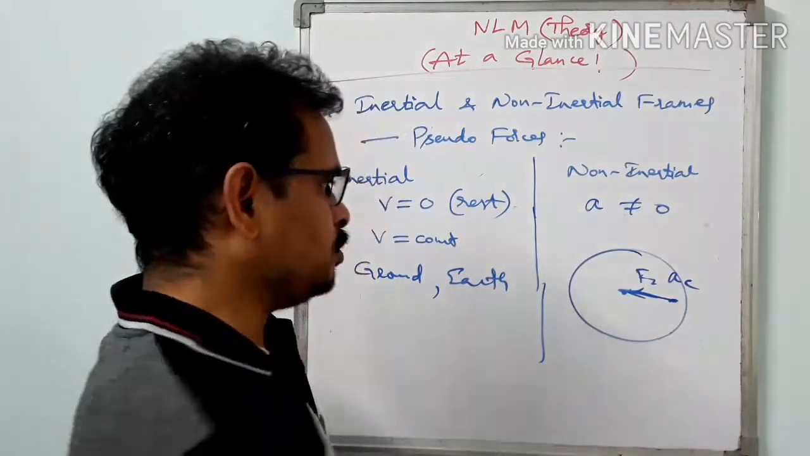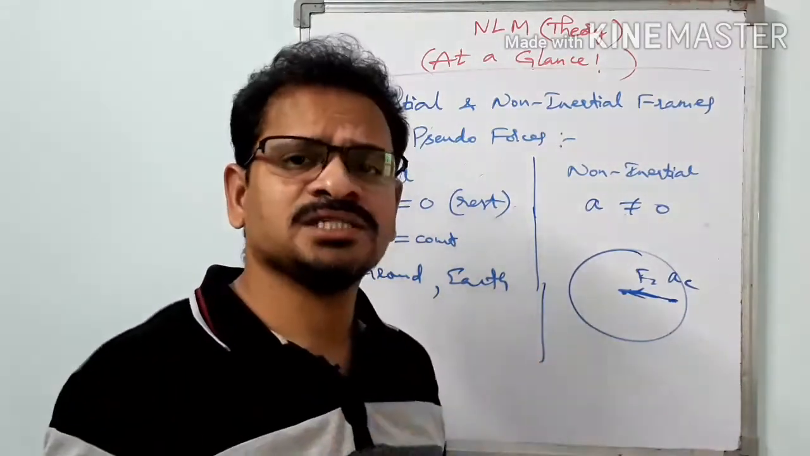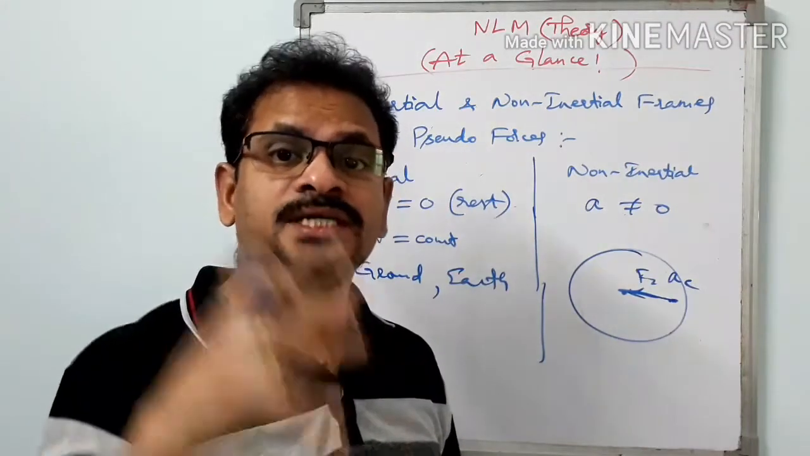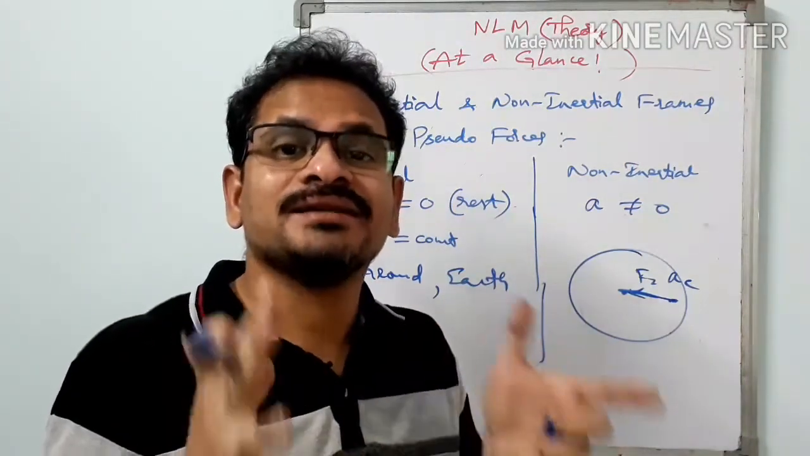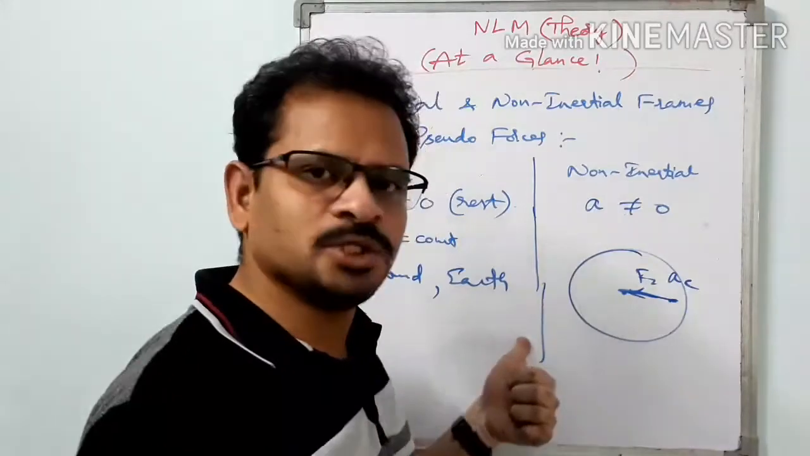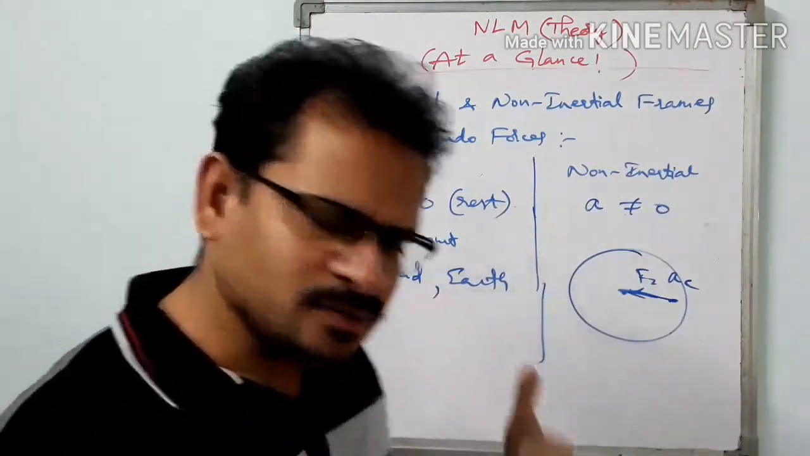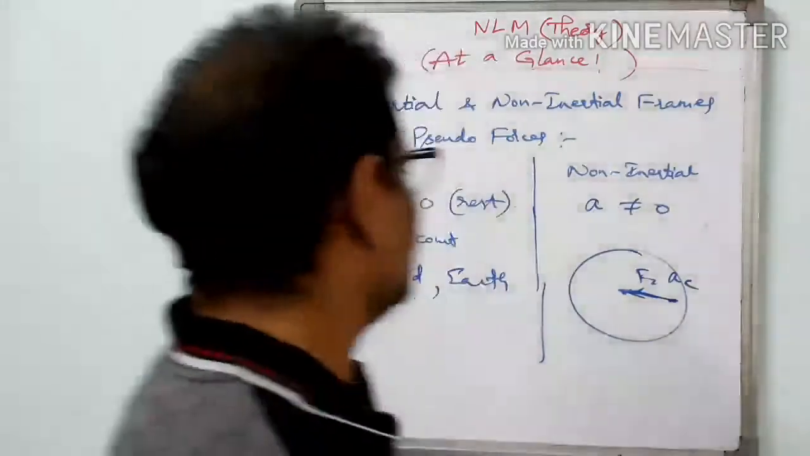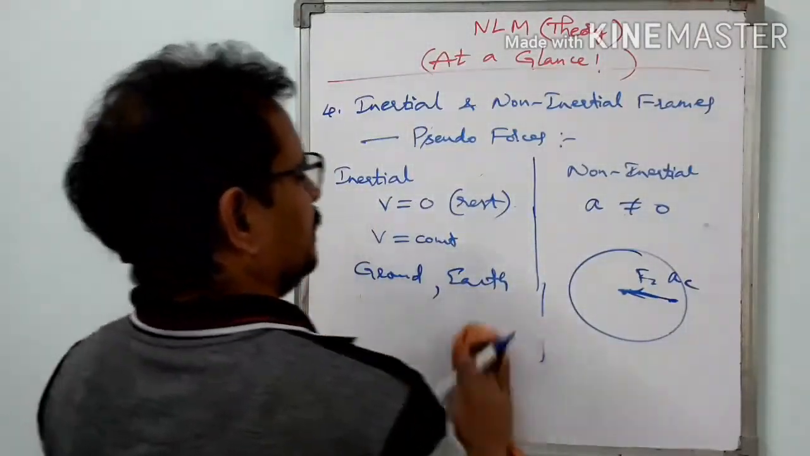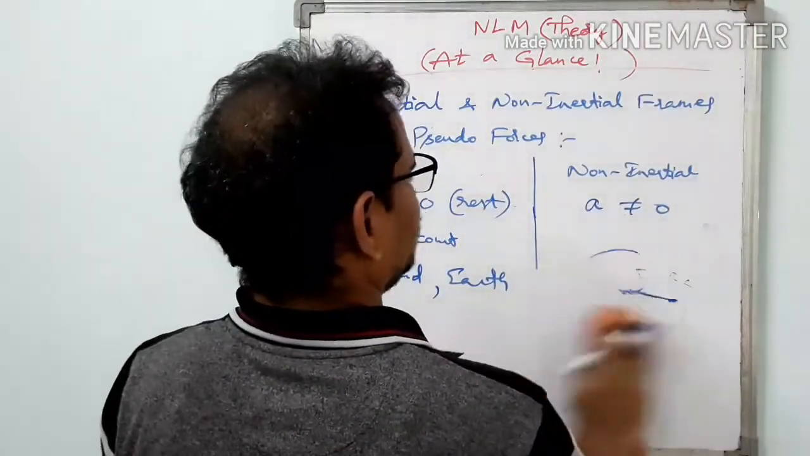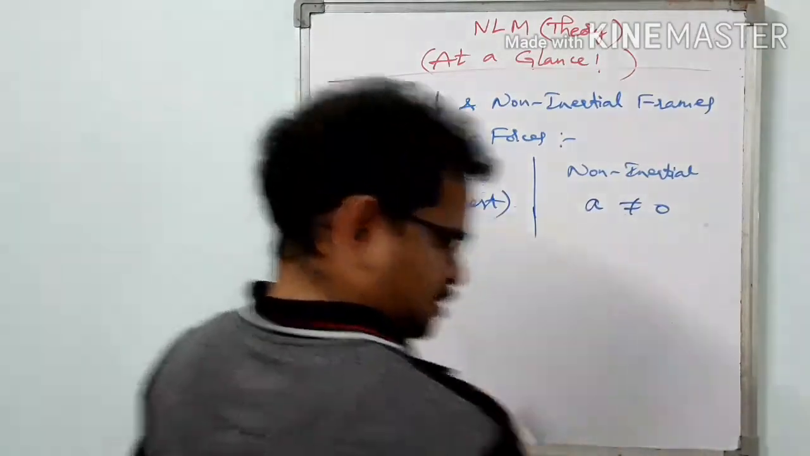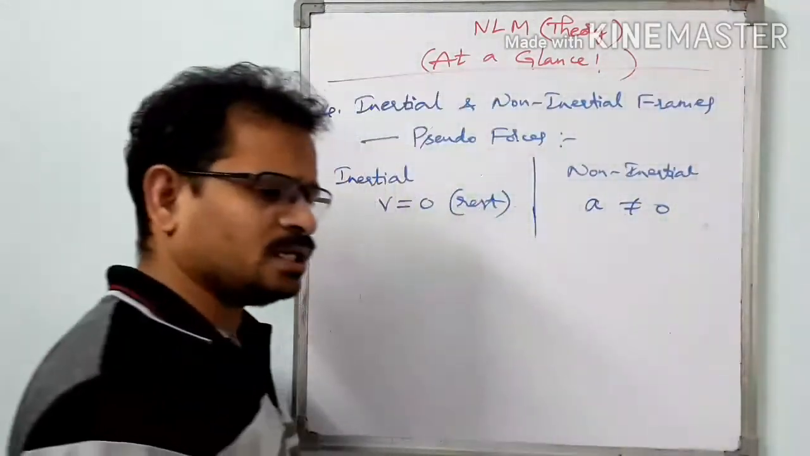Okay, then you may get a doubt regarding Earth. Earth is rotating, so why is it considered to be an inertial frame of reference? Due to its big size, its rotational effect is negligible, and hence it is supposed to be an inertial frame of reference. Perfectly speaking, it is actually a non-inertial frame of reference, but here it is assumed to be inertial. So why should we talk here about inertial and non-inertial frames of reference?